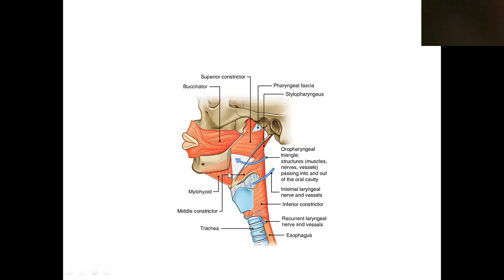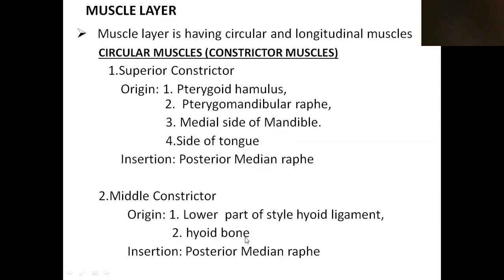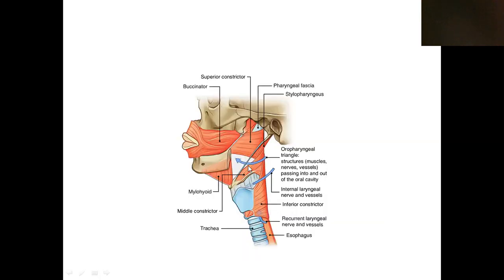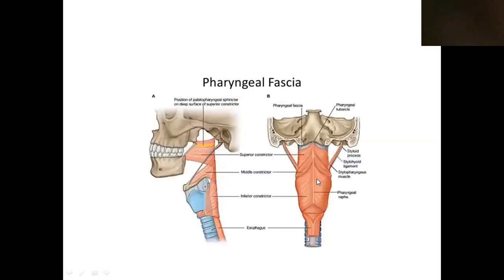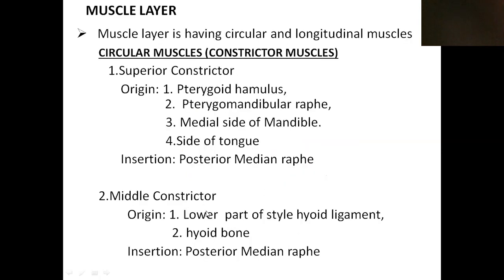So the middle constrictor muscle fibers are arising from the lower part of the stylohyoid ligament, not the entire stylohyoid, only from the lower part. And this small projection of the hyoid bone is known as the lesser horn of the hyoid bone. Roughly, we can say it is arising from the hyoid bone. May not go to the details. So it is arising from the stylohyoid ligament and hyoid bone. From there, it runs backward and inserts into the same posterior median raphe. So the lower part of the stylohyoid ligament, then the hyoid bone, inserted to the posterior median raphe.